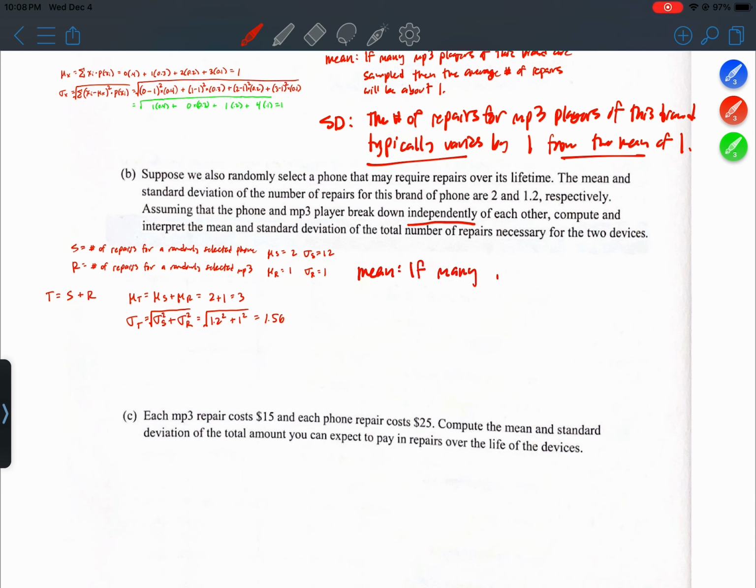If many MP3 phone pairs are sampled, the average number of total repairs will be about 3.